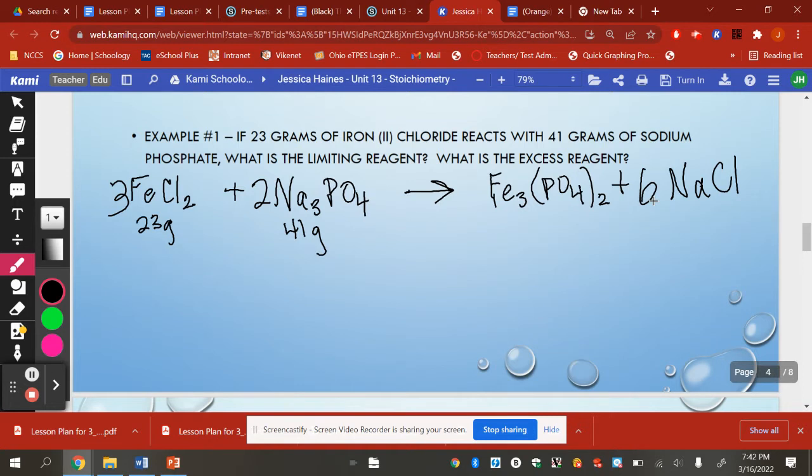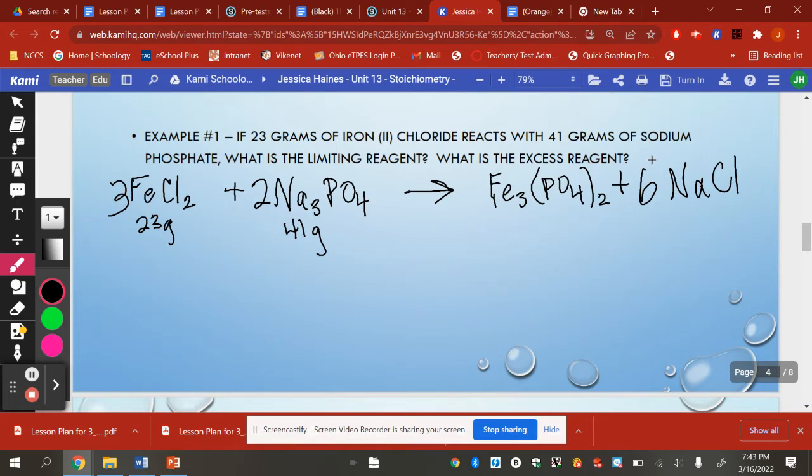So what we have to do, and I'm going to read ahead because sometimes the problem wants me to do something else. So what is the limiting reagent? They want to know of sodium phosphate and iron 2 chloride, which one runs out first, and then what is the excess reagent.